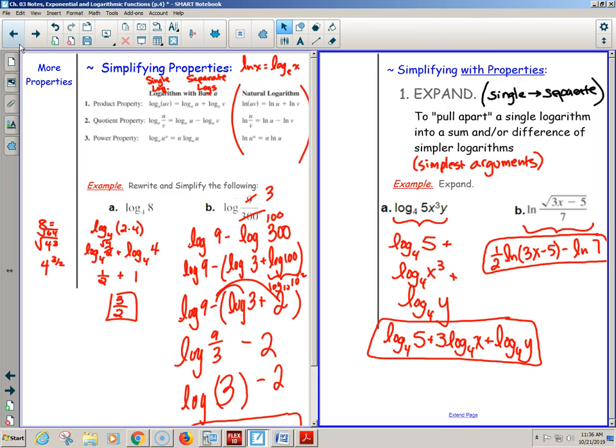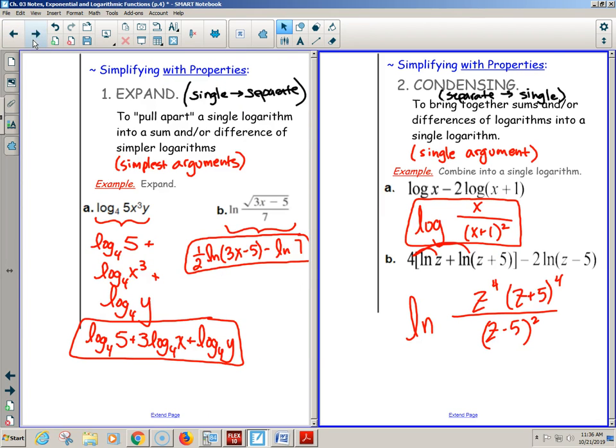Anyway, we had some examples over here of taking a single log and breaking it apart into its pieces with simpler arguments. More pieces, but simpler arguments. Or we had ones that were all spread out, trying to bring them all together, kind of like under a common flag, a common log.